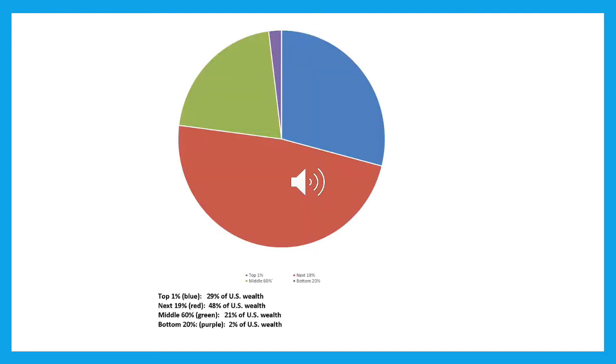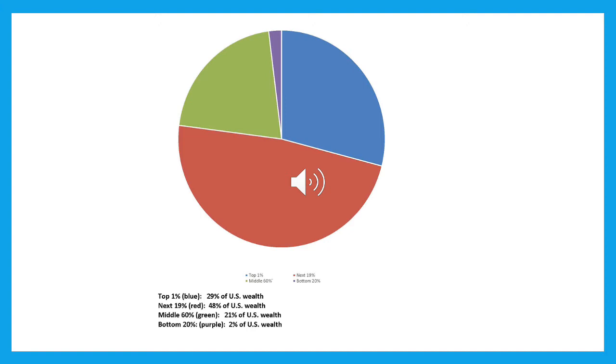So this chart uses data from 2014, and it represents the wealth breakdown of the United States. This area in blue represents the 1% of wealthiest Americans. And you can see that they own about 29% of all U.S. wealth. So that's 1% of the population, 29% of the wealth.